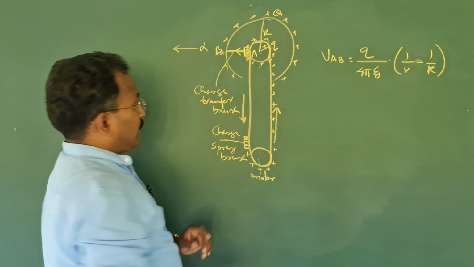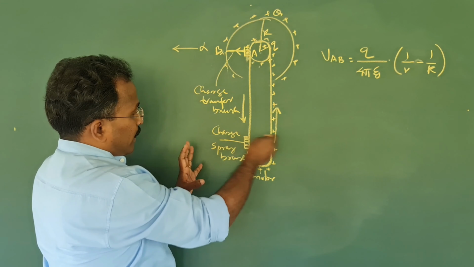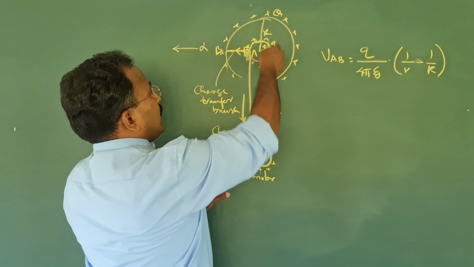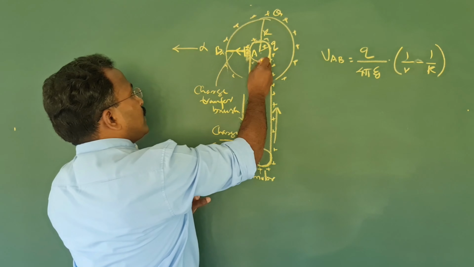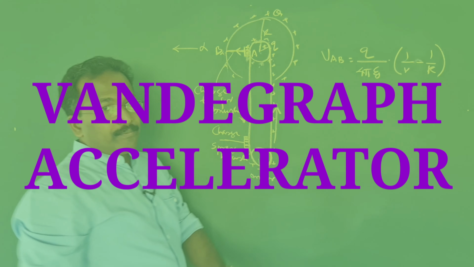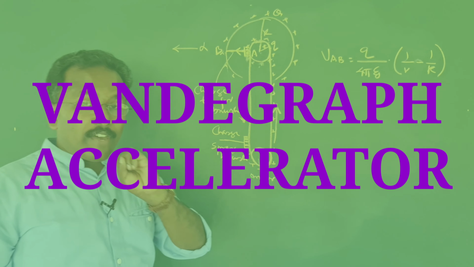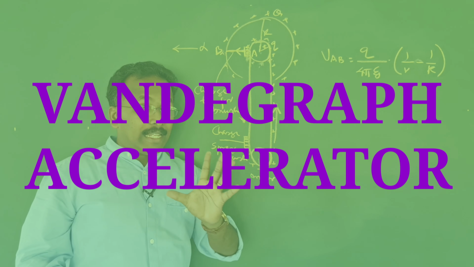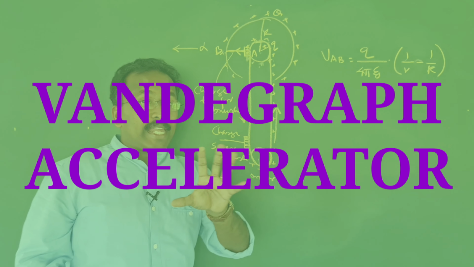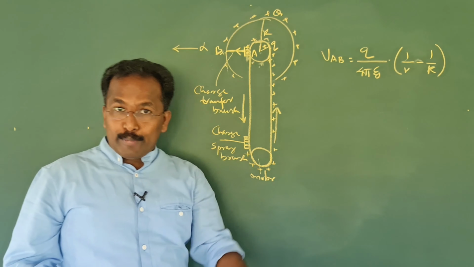Brush he kept there. Remember, there is no charge here. So whatever charge is sprayed to this brush will be taken inside and that will be transferred to the bigger shell, as this potential difference is there. People started using this instrument and they call it the Van de Graaff accelerator. What is that? Van de Graaff accelerator, because it was used for accelerating particles.